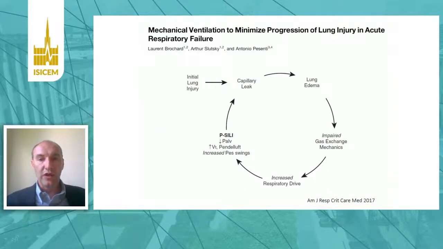leading to what is called the vicious circle of patient self-inflicted lung injury. If we start from the increased respiratory drive, it means that the patient will develop higher tidal volume, higher transpulmonary pressure, increased esophageal pressure swings. This will lead to capillary leak. This will increase lung edema, further impair gas exchange, further increase the respiratory drive, and again, this vicious circle will result in self-inflicted lung injury, which is a form of ventilation-induced lung injury.